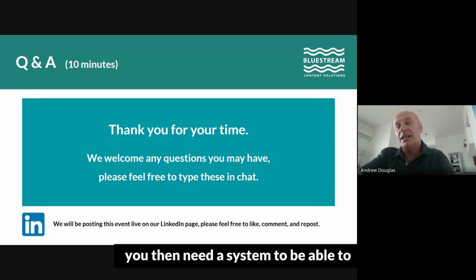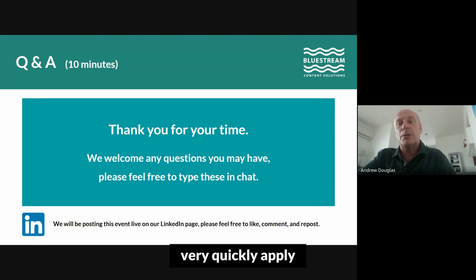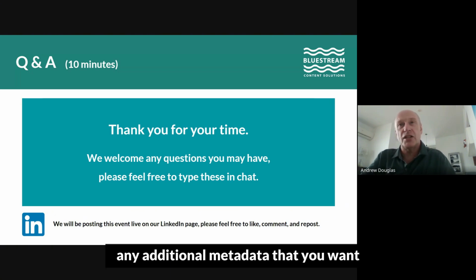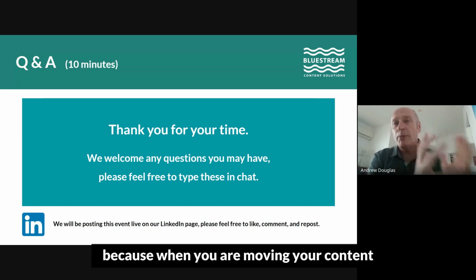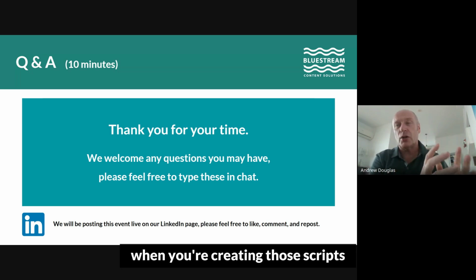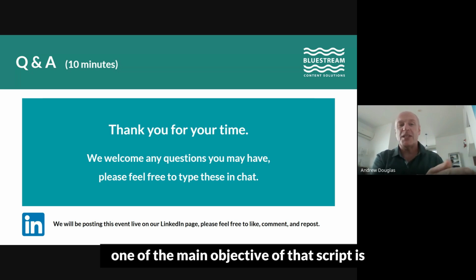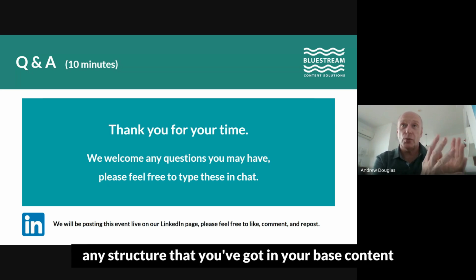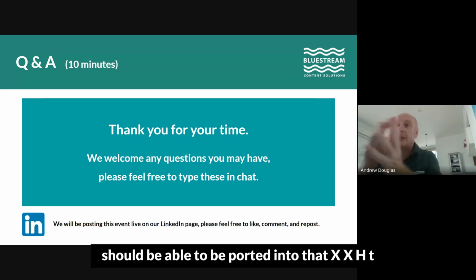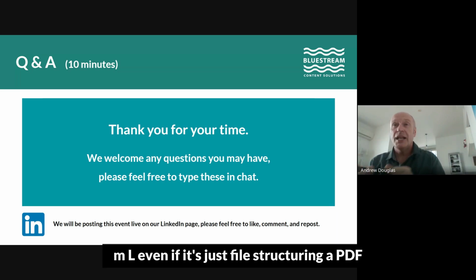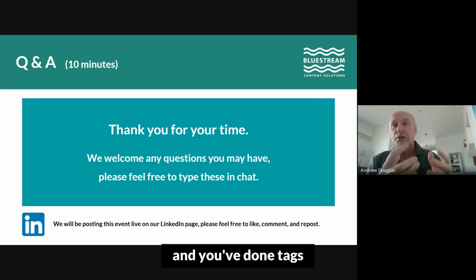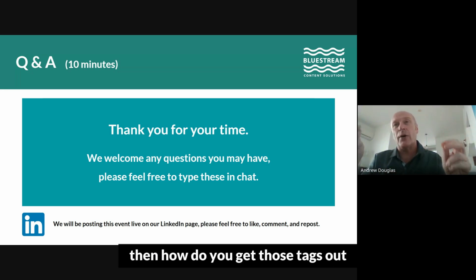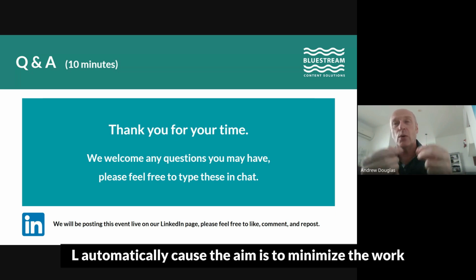Once you get it there, you then need a system to be able to very quickly apply any additional metadata that you want. But also, this is a fantastic question because when you are moving your content and creating those scripts, one of the main objectives of that script is that any structure you've got in your base content should be able to be ported into that XHTML, even if it's just file structure in a PDF, a list of PDFs that you've got. But ultimately, if you've got things like components and you've done tags, then how do you get those tags out and get those recreated in the XHTML automatically?